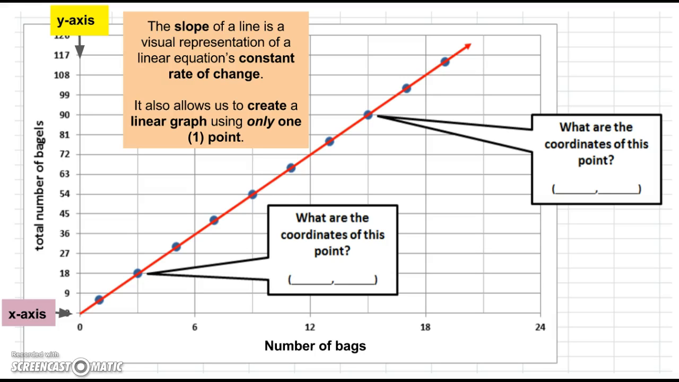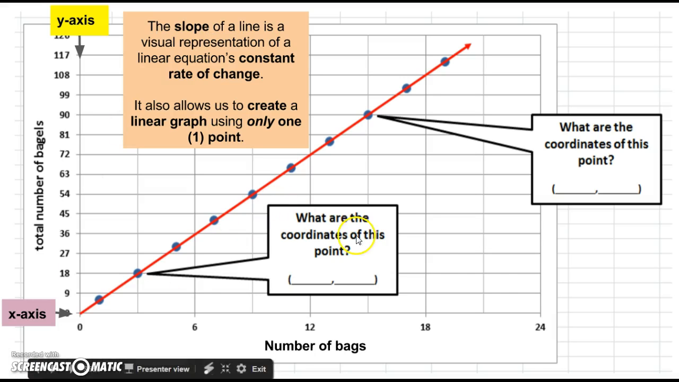Slope also allows us to create a linear graph using only one point. Normally we need at least 2 points to draw a line, but if we have 1 point and the slope of a line, that's all we need to graph a line.